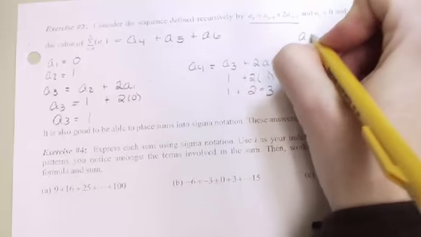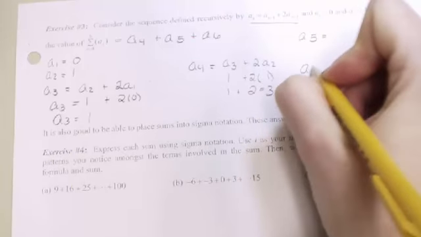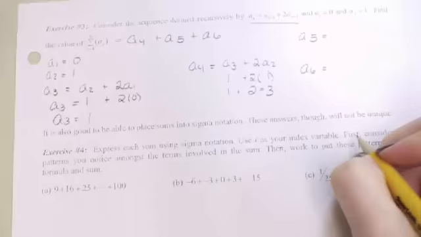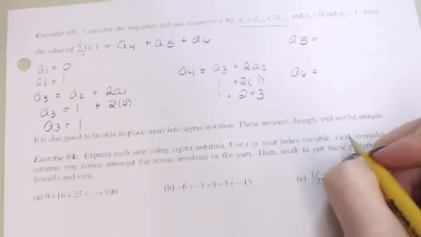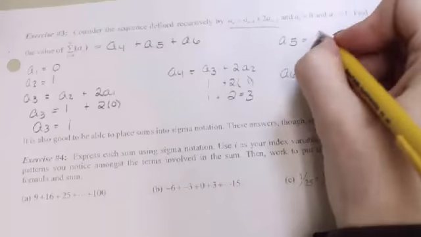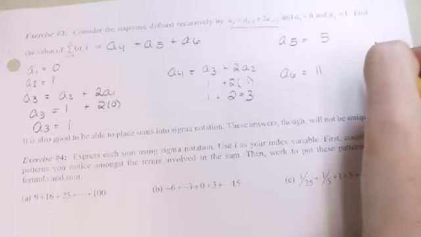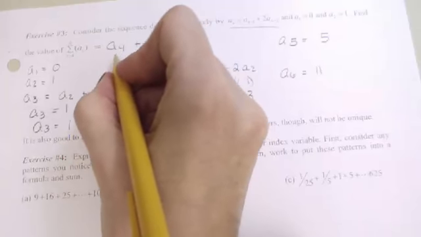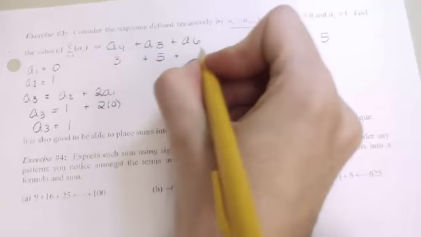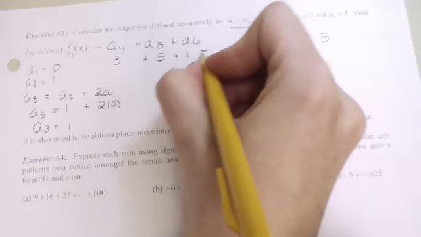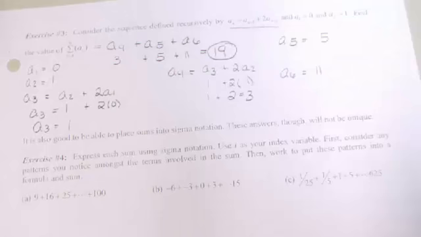I want you to take a minute and find a sub 5 and a sub 6, just practicing those. A sub 5 turns out to be 5, and a sub 6 turns out to be 11. So now I need a sub 4, which is the 3, a sub 5 is the 5, and a sub 6 is the 11. Add those up, you get a total of 19.